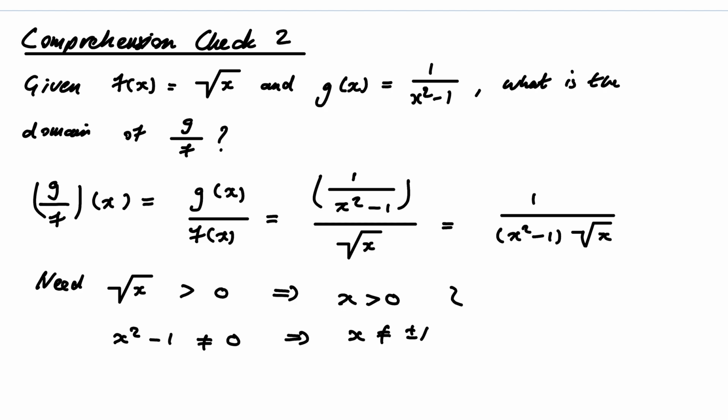So taken together, what have we got? It's got to be positive, and it can't be equal to plus or minus 1. Well, the minus 1 is irrelevant. It's the plus 1 that matters. So the domain is going to be equal to 0 to 1, not including 1, because you'd be dividing through by 0, and then 1 off to infinity. So again, quite a tricky example.